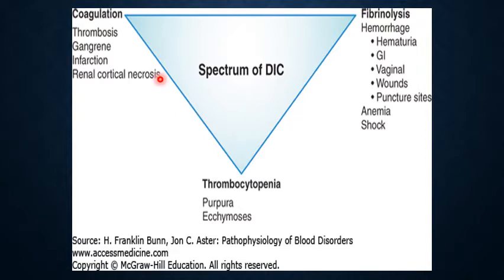At the other end, there is thrombocytopenia because of the consumption of platelets, so it presents as purpura and ecchymosis. And here at the other end of the triangle, it shows consumption coagulopathy and activation of coagulation factors, which lead to thrombosis, stroke, gangrene, infarction, renal cortical necrosis, and then renal failure.